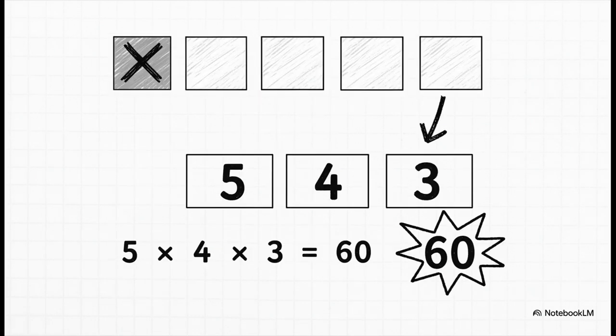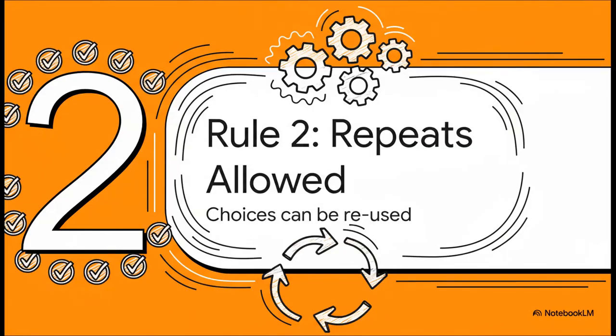For that last slot, the units place, we've already used up 2 of our digits. That leaves us with just 3 choices remaining. So we just multiply it out. 5 times 4 times 3, which gives us 60. There are 60 possible numbers we can make. Okay, so that's how it works when you can't reuse things.